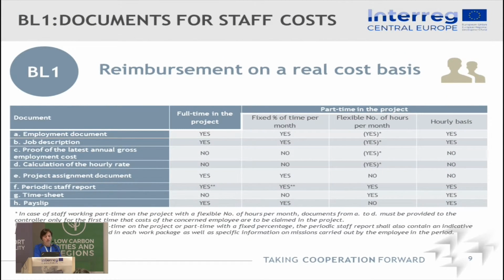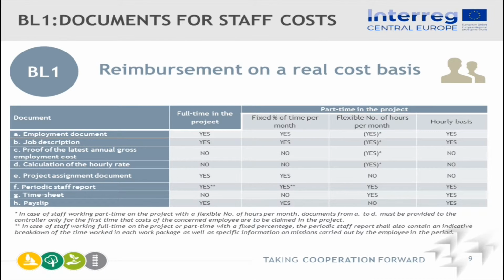Now I would like to say a few words about proper audit trail and proper documentation to be collected for every budget line. So we have 6 budget lines. We start with the first one, which is staff cost. For the staff cost, as you know, we have 2 reimbursement options. The cost can be reimbursed based on the real cost, or it can be this 20% flat rate of the direct costs. For the real costs, you have here the list of the documents: employment document, job description, proof of the latest annual gross employment cost, calculation of the hourly rate, project assigning document, periodic staff report, timesheets, and payslip.